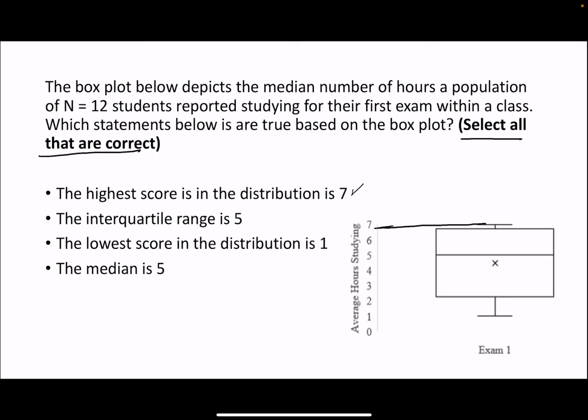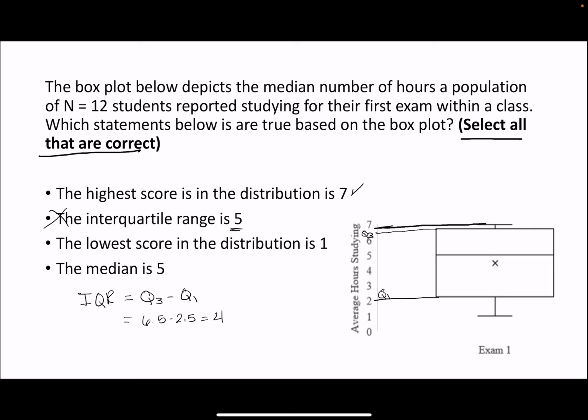Then it says the interquartile range is 5. Remember, the interquartile range, the IQR, is our Q3 minus our Q1. Looking at this, the top of our box is our Q3, and the bottom of our box is our Q1. I know it's a little hard to read, and I didn't draw a very straight line, but this is about 6.5 minus 2.5, which gives us 4. That is not 5, so this is not a correct answer.